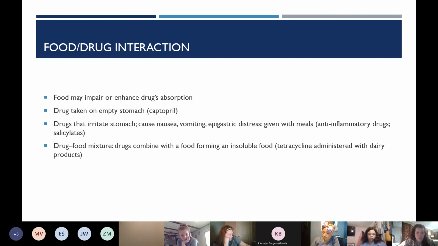Those things are important too, because they're going to be a part of your education. Drugs that irritate the stomach, cause nausea, vomiting, or epigastric distress are often given with meals. Then some drugs require your belly to be empty in order for them to do their thing, like thyroid medications. We're going to learn about all this later. Sometimes there can be a negative effect when you combine certain foods and drugs. Certain antibiotics can't be administered with dairy products, and we'll learn about all those specifics later as well.